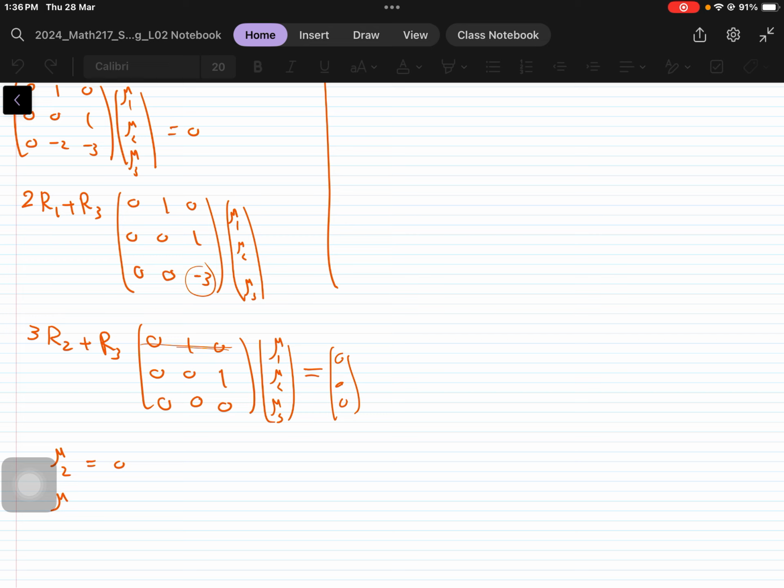mu3 equals 0. Why not? We multiply this row in this column. 0, 0, mu3 equals 0. So that's the mu3.